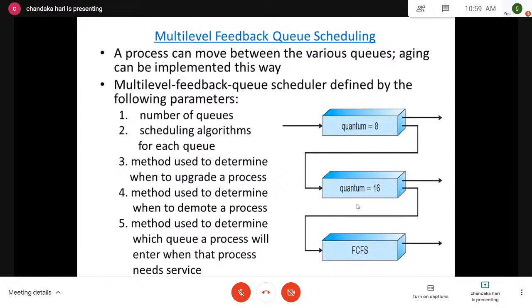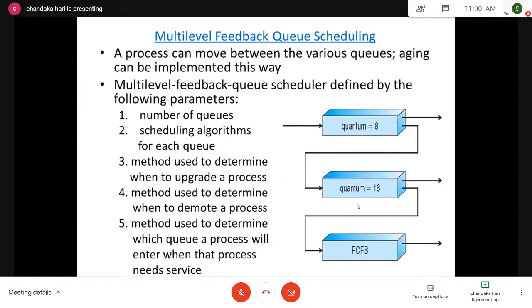A process can move between various queues. Aging can be implemented in this way. So, we will see how this works. Before going into the detailed discussion about how to implement the multi-level feedback queue scheduling algorithm, let us look at the minimum parameters which are required to implement this algorithm. So, how do you?